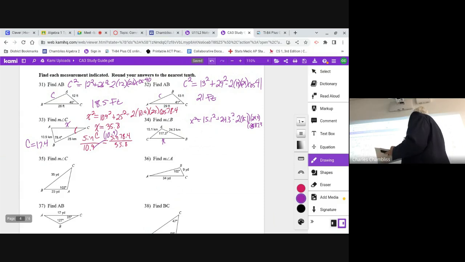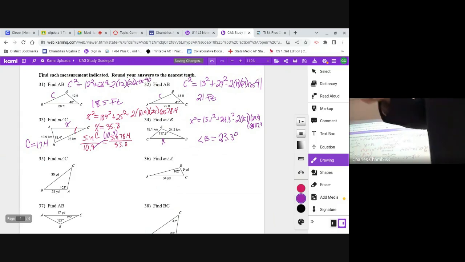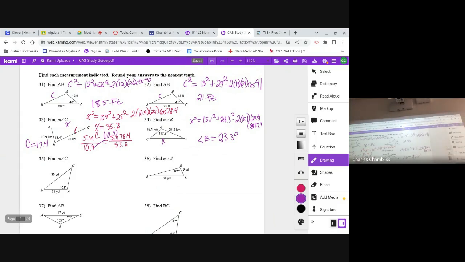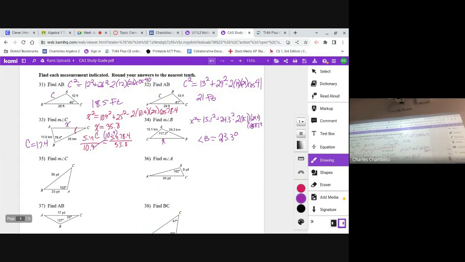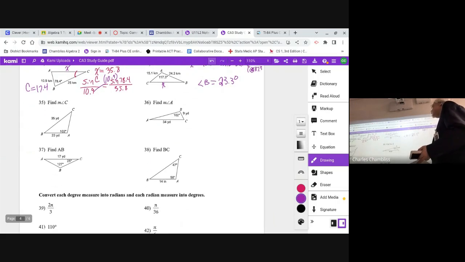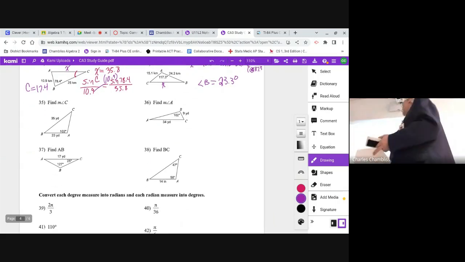But here our bottom line, angle B is 15 degrees. No, 23.3 degrees. I'm looking on the wrong line. Yeah, you've got to use the law of cosines to find a missing segment, and then use the segment and the angle opposite each other in the law of sines. All right. 35 through 38 are just straight law of sines.